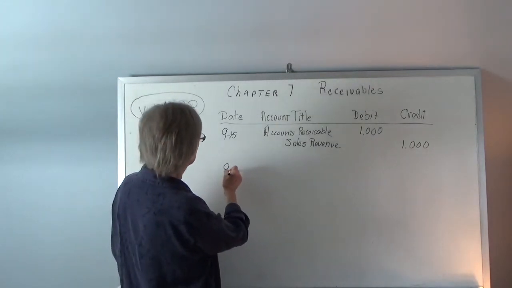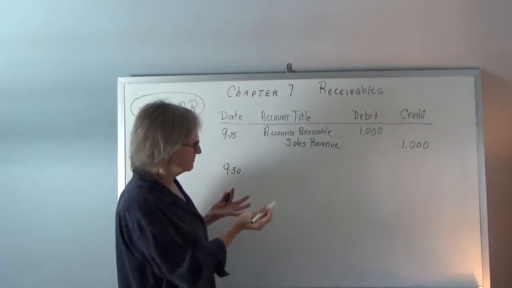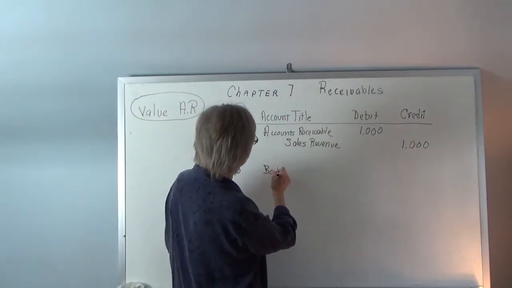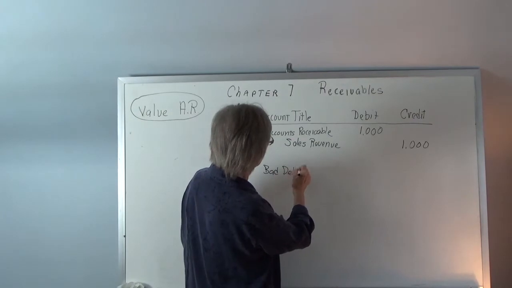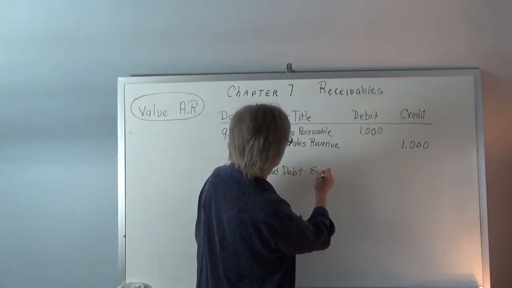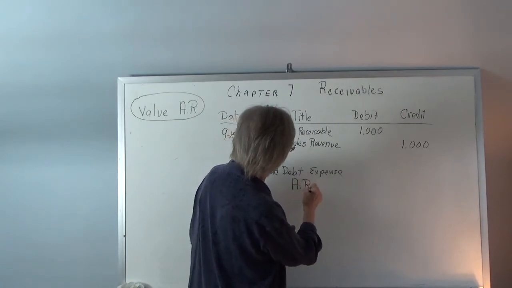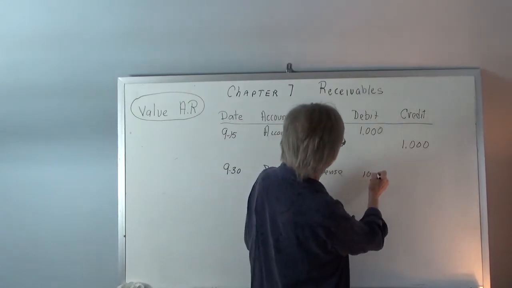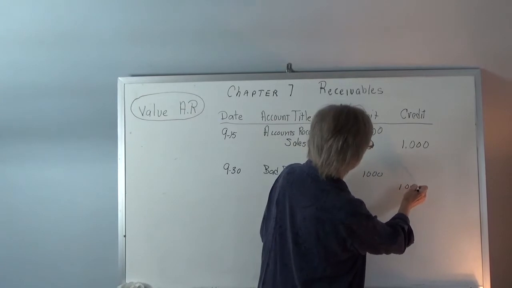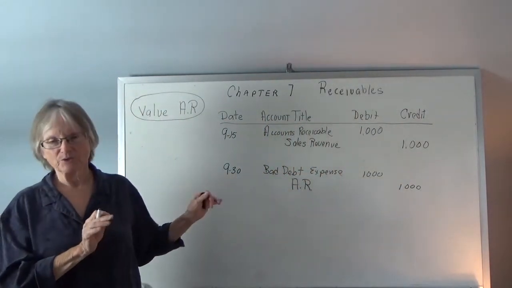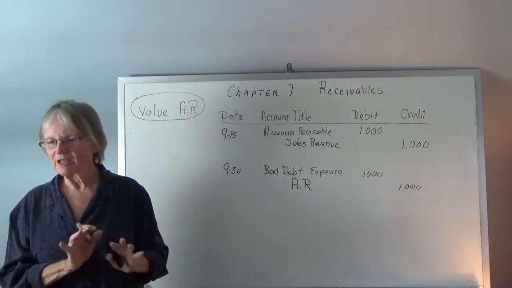If we found out at the end of the month that this customer had gone bankrupt, there's no chance we'd ever collect it, we would simply debit bad debt expense, and we would write off that particular account receivable for the $1,000, okay? We're not going to see it, just write it off. Okay, this method is not generally accepted accounting principles, it's not GAAP.